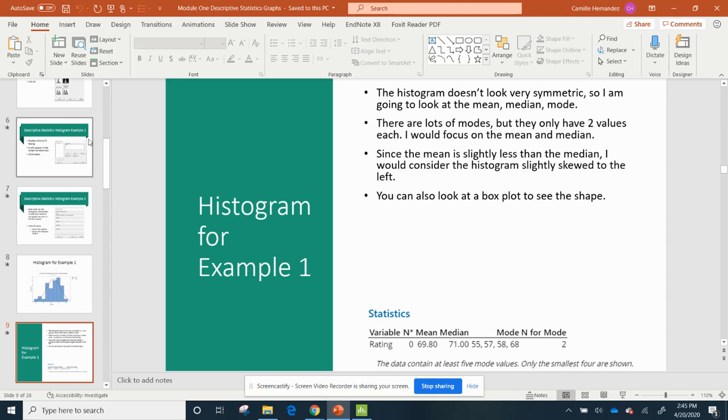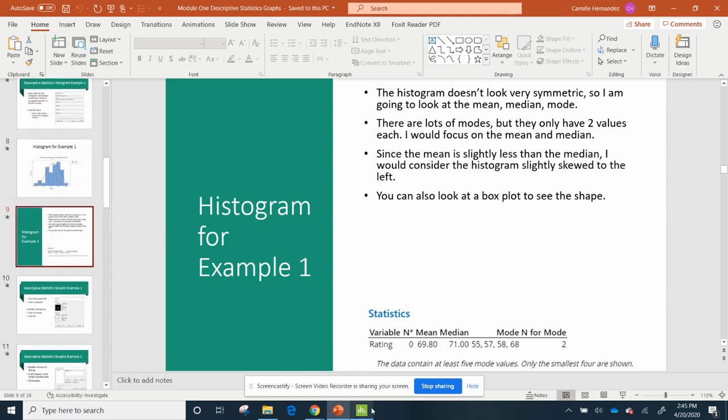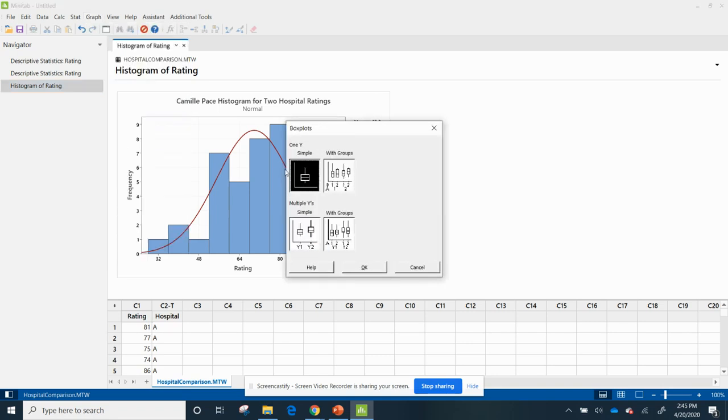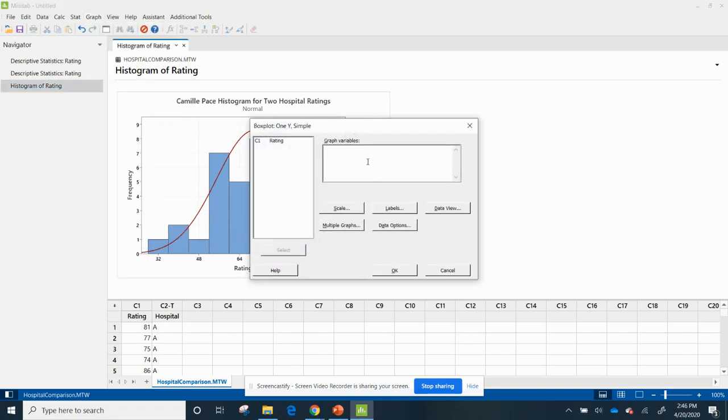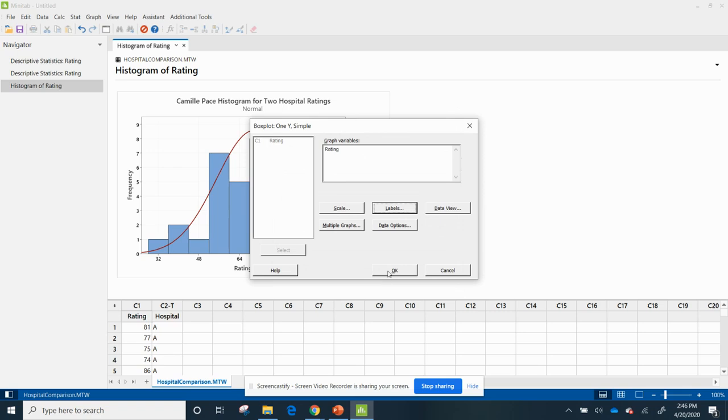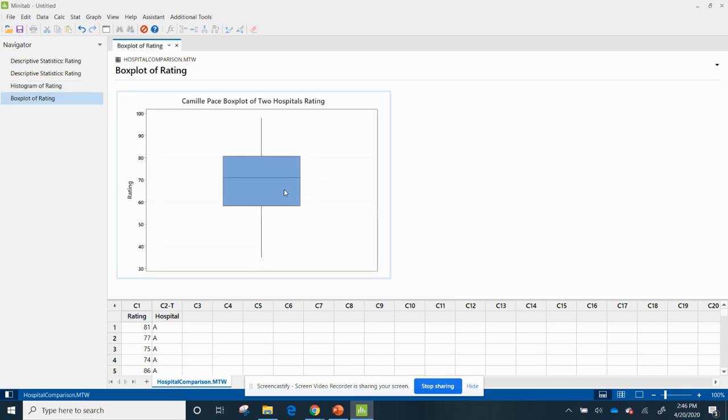But a better way for me to see this is something called a box plot. So I'm going to go here, and then I'm going to go to graph again, and I'm going to go down here to box plot. I'm going to do simple, hit OK. I'm going to do rating again, and I'm going to label it again. Camille, put your name, don't put my name. And I'm going to do box plot of 2 hospital ratings, okay? Or 2 hospitals ratings. Okay, hit OK. And there I go, I have a box plot. And that looks pretty symmetric if you look at it.